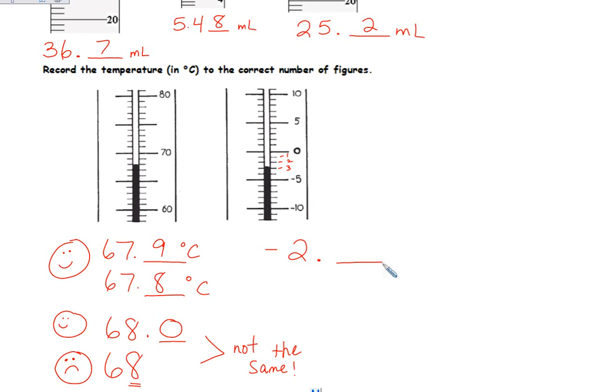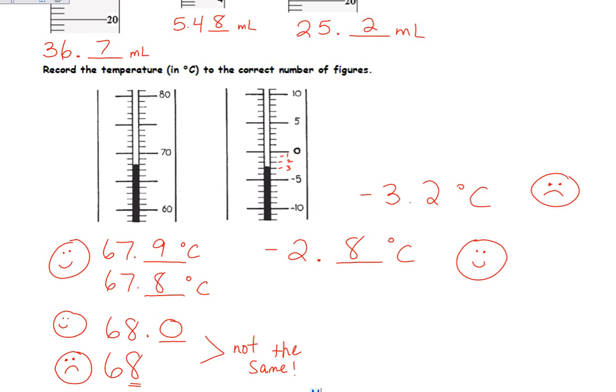sometimes by accident people will read this as like, I don't know, -3.2 or something like that. Sad face. It's between -2 and -3. It's a little higher than -3. So maybe we're going to say like -2.8 or something like that. -2.8 is a higher temperature than -3.2. This is your happy face. So if you're reading a thermometer below 0, just be a little careful in those negative ranges.